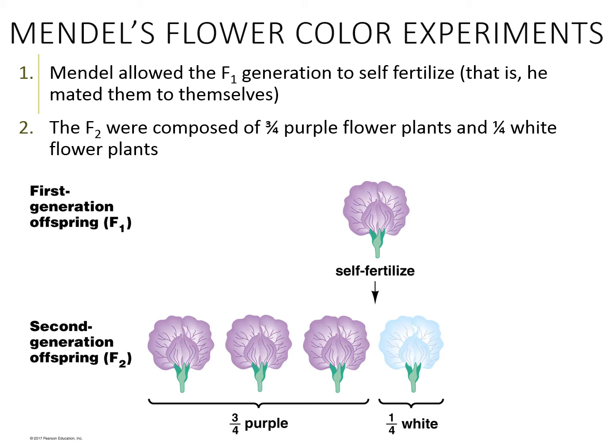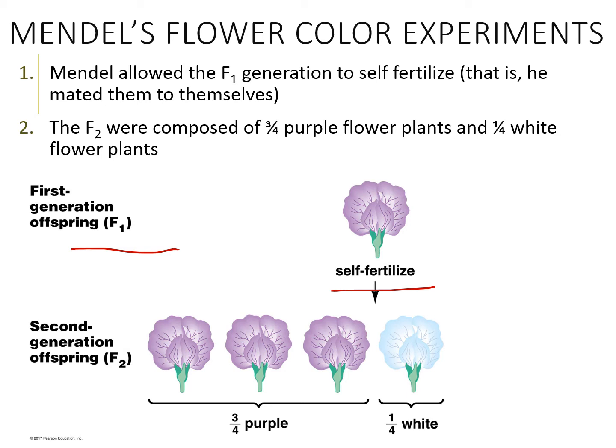Mendel allowed the F1 generation to self-fertilize. That is, he mated them to themselves. The F2 were composed of 3/4 purple flower plants and 1/4 white flower plants, as shown here. So F1 generation, self-fertilized, and we get 1/4 white, 3/4 purple. And if you're wondering, well, was it always exactly 3/4? No. He repeated this over and over and over again. And that's another way that peas are great, because peas have a lot of offspring, suffice to say.